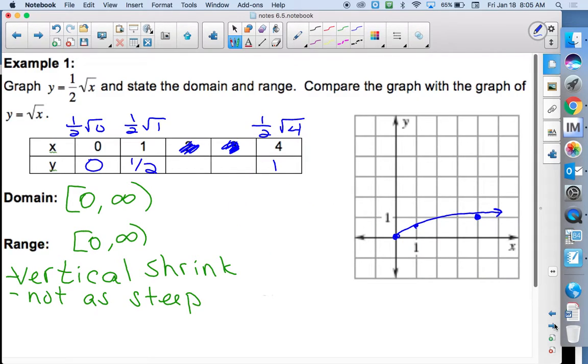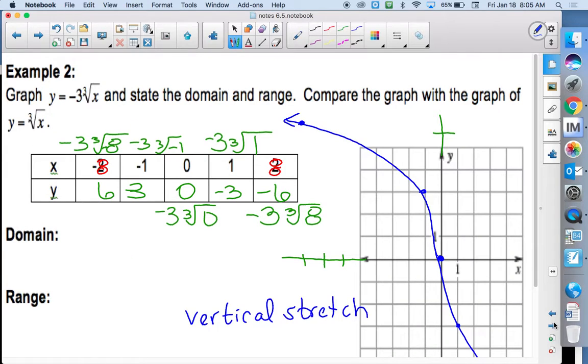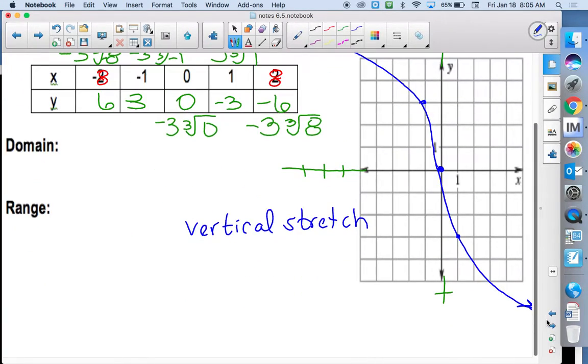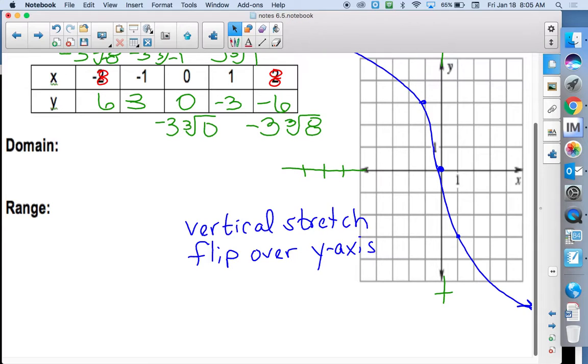What else changed with our new graph? Julian? Excellent. So he said it flipped over the y-axis. You could just say it flipped or it reflected. Any of those words would work, as long as you know that it's going the opposite direction. So it's flipping the other way. It's reflecting the other way. And again, you could say it stretched. You could say it got steeper. It got taller. Any of those words work.